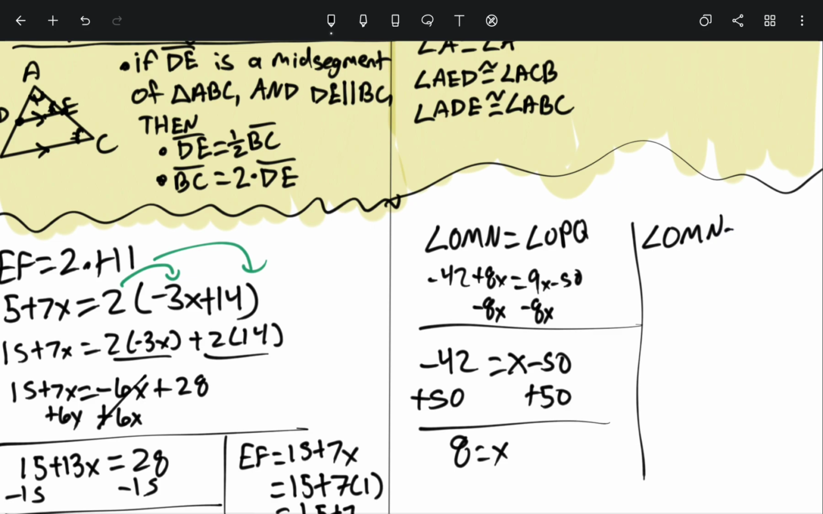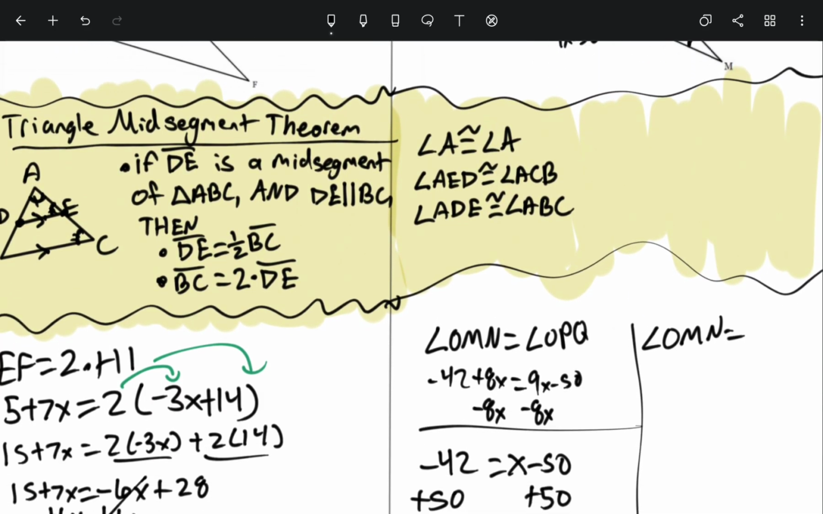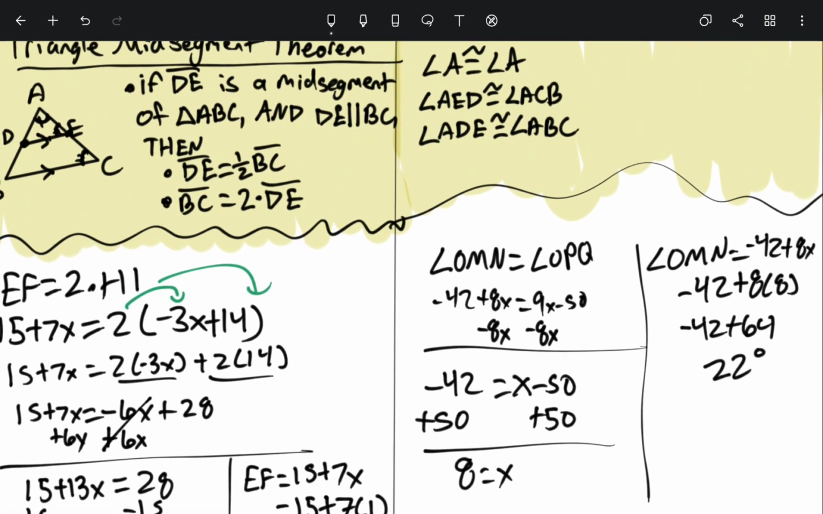Angle OMN is equal to negative 42 plus 8x. So I'm going to take negative 42, add that to 8 times 8 because x is equal to 8. That gives us negative 42 plus 64, which is equal to 22 degrees. So angle OMN is equal to 22 degrees.